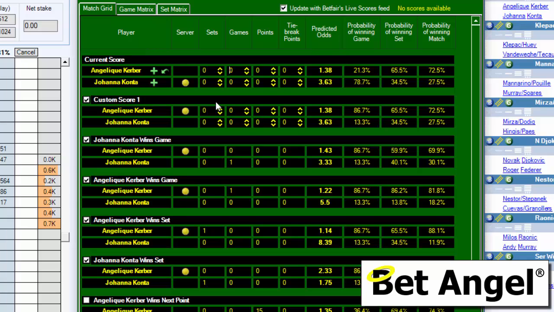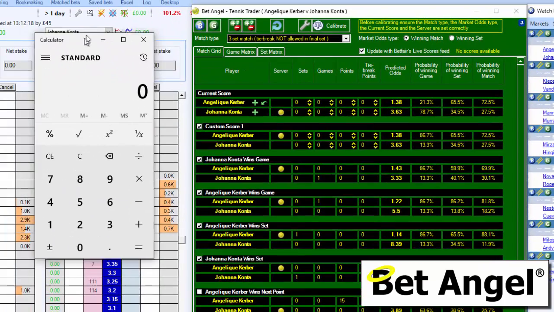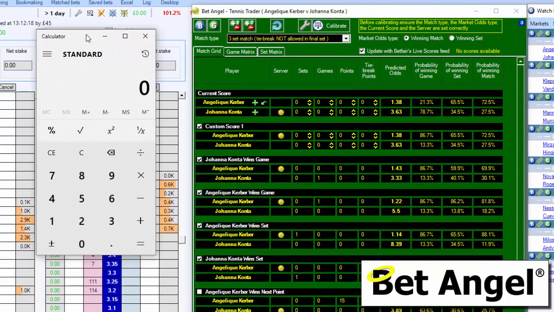So the first one to look at really is what would happen if one of them wins the set. So we can see here Kerber starts the match at 138, but if she wins the set she goes down to 114. So using a little bit of maths, I'm going to use a calculator here to illustrate this for you clearly. If we back at 138 and then we trade out at 114, then you can see that there's a 24 point gain effectively within that.